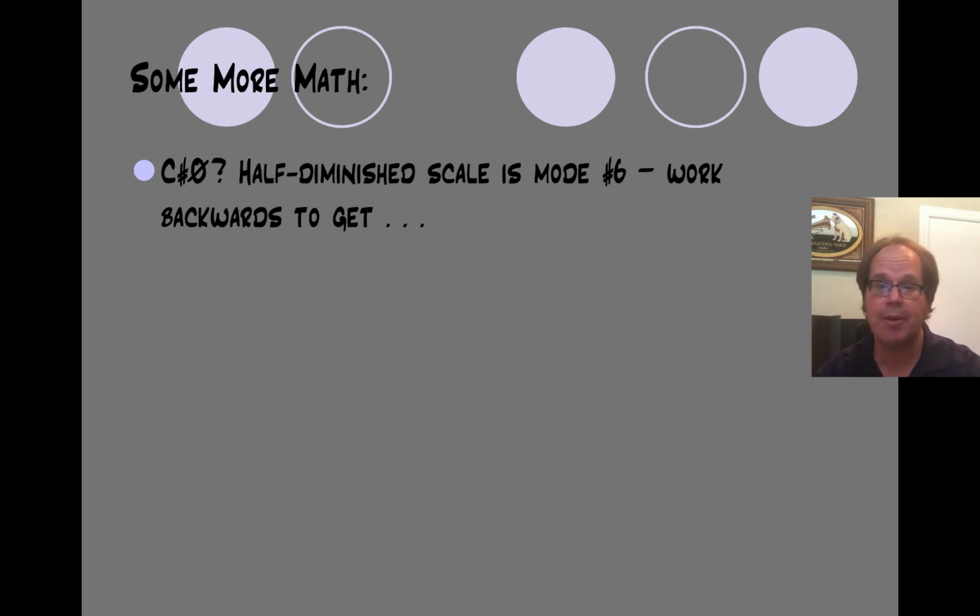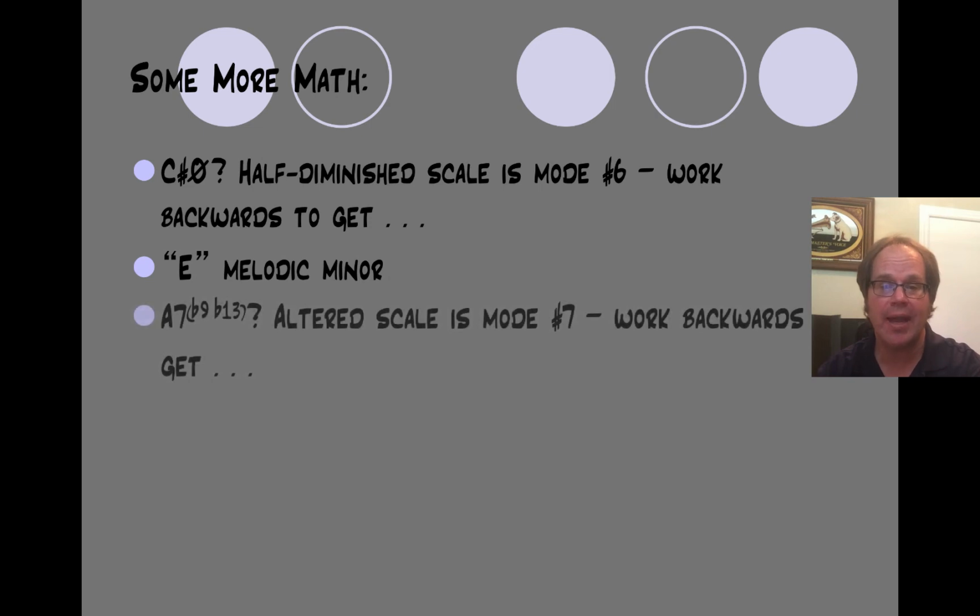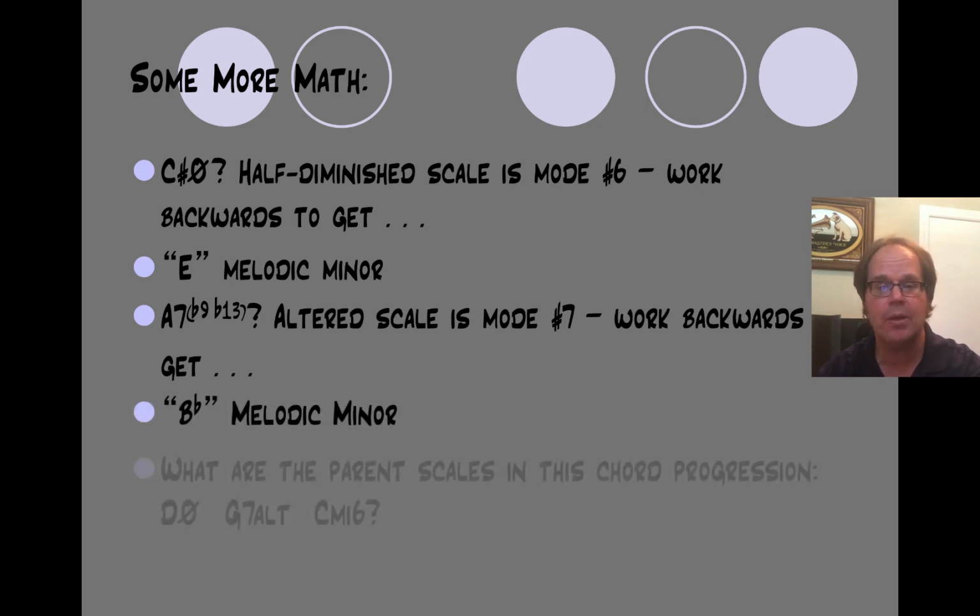I could just play C sharp half diminished if I know all my half diminished chord scales, that is. Do I just play that scale, or do I work backwards to get the parent scale from that? If this is the 6th mode, I would just work backwards to find the parent scale. E melodic minor is the parent scale, right? What about an A7 altered chord? Mode number 7, so I could just go up a half step and find the parent scale, which is B flat melodic minor in this case.